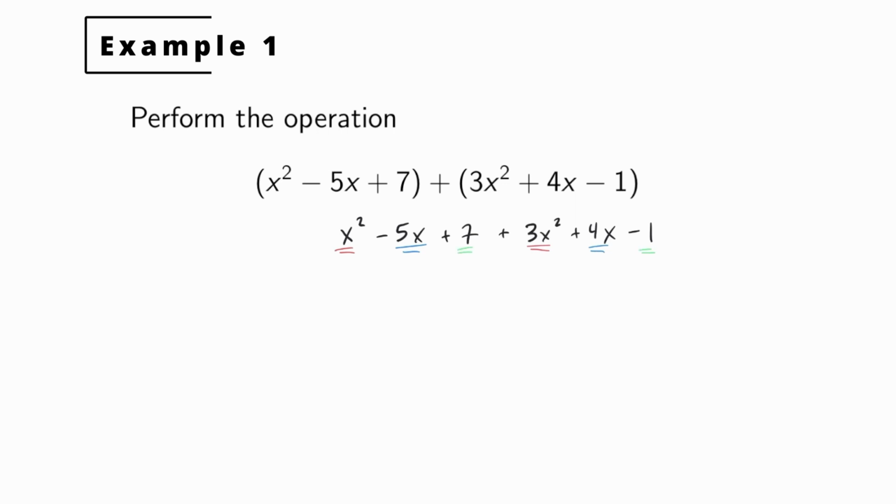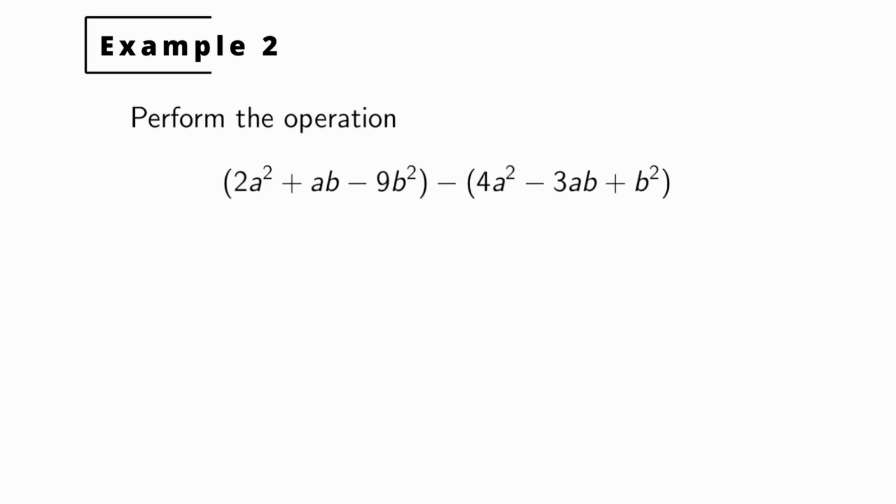Okay, so x squared plus 3x squared. How much x squared do we have? We have 1x squared. If we add 3x squared, we have 4x squared. If I have negative 5x and plus 4x, then that is a total of negative 1x, or just write negative x. And then finally, we have 7 minus 1 is 6, positive 6. And that's it.